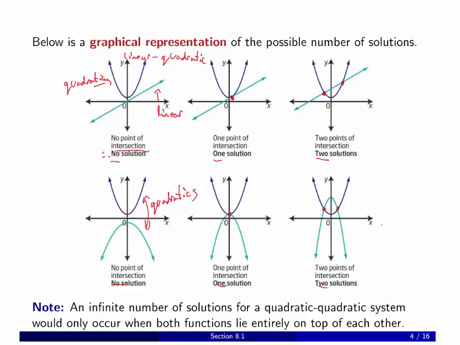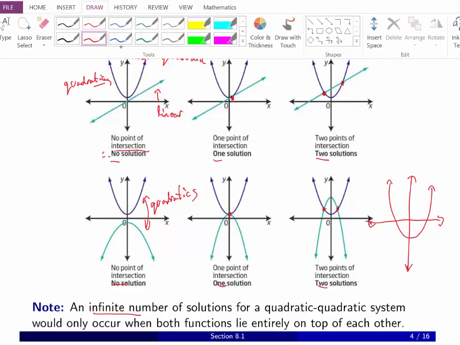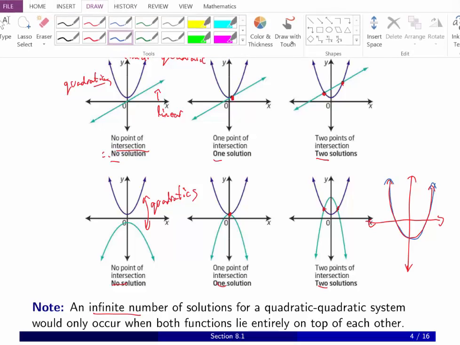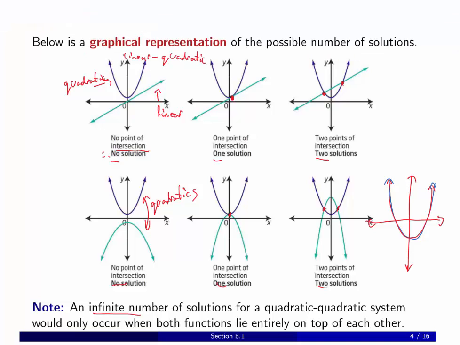What does an infinite number of solutions look like? Well, this will only occur if both graphs are on top of each other. So if you have one quadratic equation like this, and then you have another one, we'll do in blue, that would be perfectly on top. Then every single point is a point of intersection. We're not going to discuss linear quadratic equations with infinite solutions, so for our purposes, there's only one type of infinite solutions, which would be in quadratic equations.